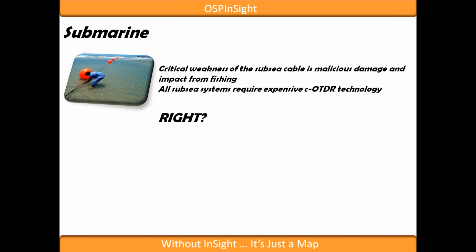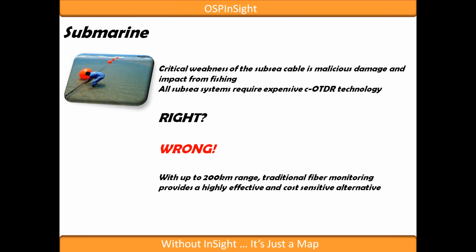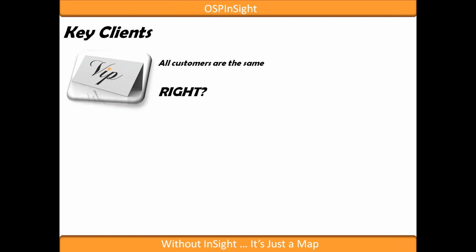Submarine cables. We're starting to see a lot of need for monitoring here. A critical weakness of the subsea cable is malicious damage and impact from fishing. All subsea systems require expensive COTDR technology. Is that right? I think I just heard everybody say wrong. With up to 200 kilometers of range, traditional fiber monitoring provides a highly effective and cost-sensitive alternative.